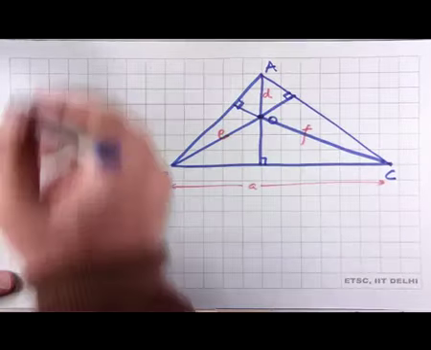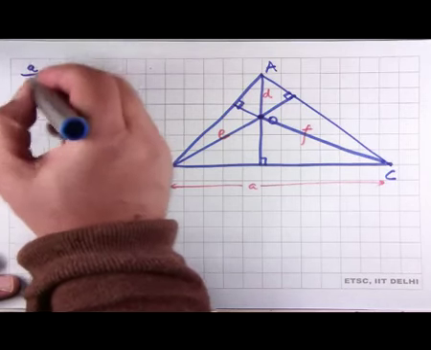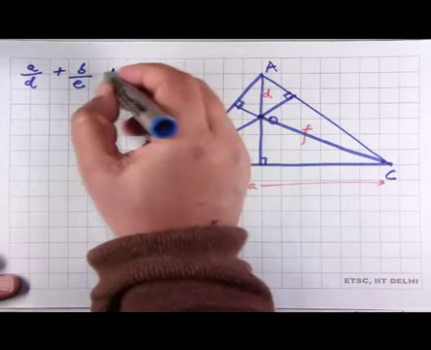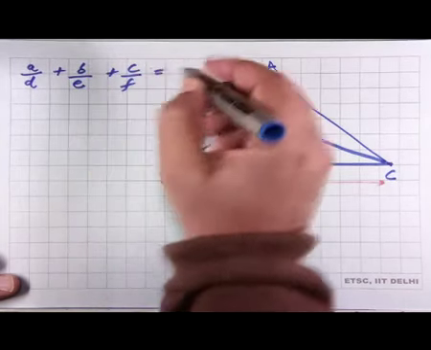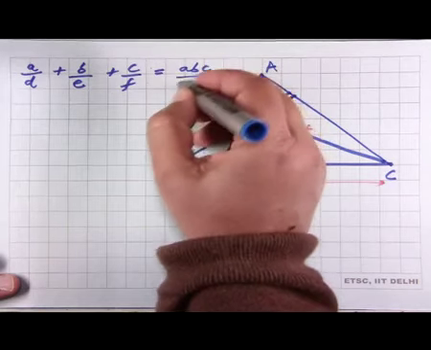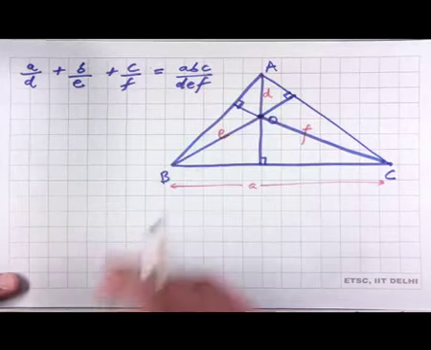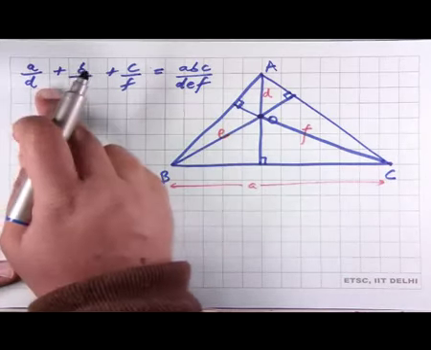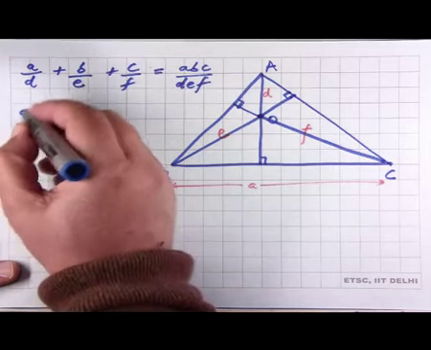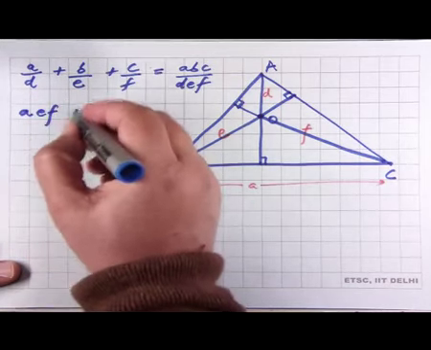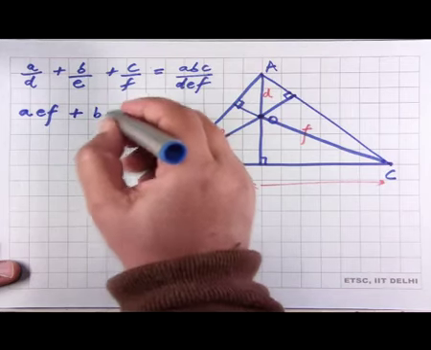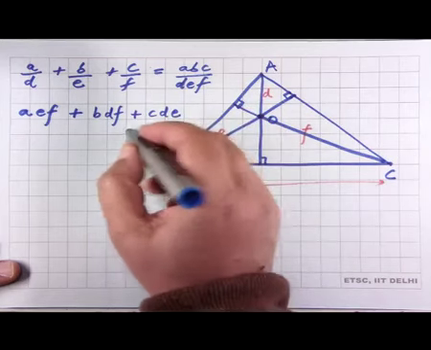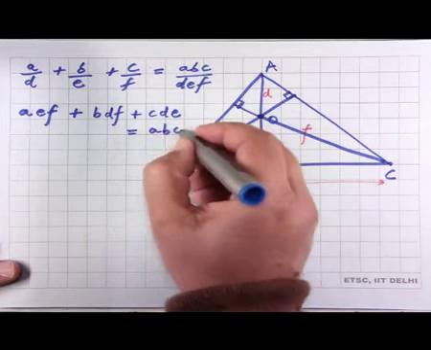So, the equality that we are asked to show is that A by D plus B by E plus C by F equals ABC over DEF. So, if we take DEF to the other side, this equality is the same as AEF plus BDF plus CDE equals ABC.